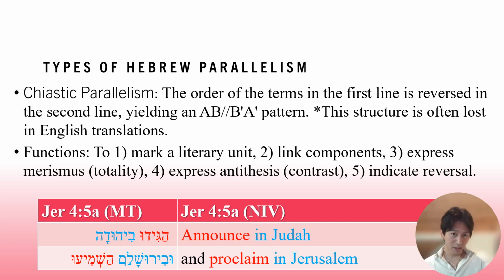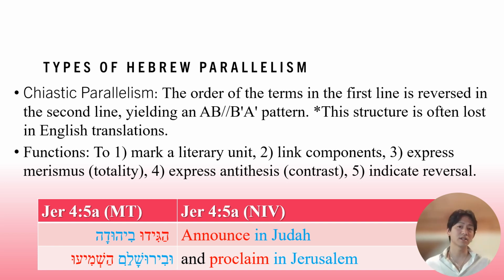It's saying, well, this idea should be linked with this idea by intentionally putting it as a literary unit. Third, it expresses maybe a merism, that is, the totality. It talks about certain things in the first half and the second half, and together they're talking about not just two different components, but the entirety of this thing. Fourth, maybe to express antitheses, that is, contradiction or opposites. You can say something in the first half, but then when you repeat the idea in the second half, use it as a contrast, that these two are meant to be taken as opposites. And fifth, it might indicate reversal.